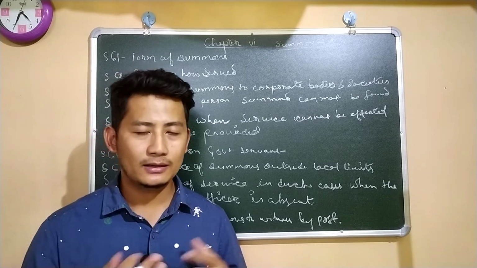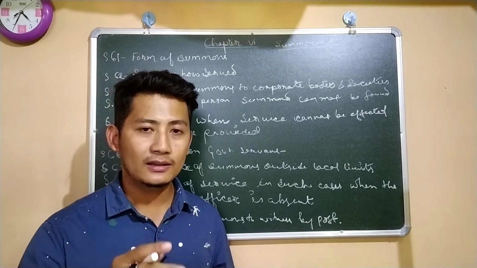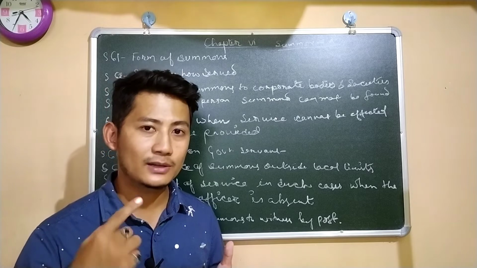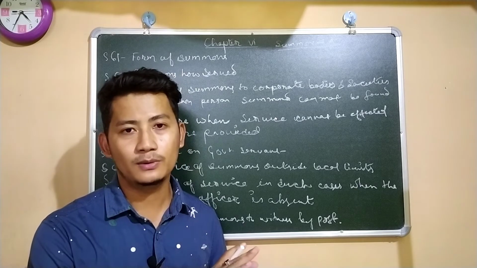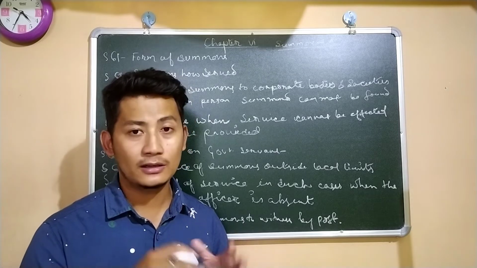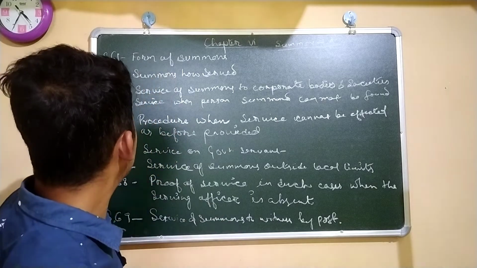Suppose a police officer comes to your house and gives you a summons. If that officer requires it, he will ask you to sign on the back of the other duplicate. He will have the other duplicate as well, so you will be asked to sign on that, and it is mandatory for you to sign there. This is section 62.